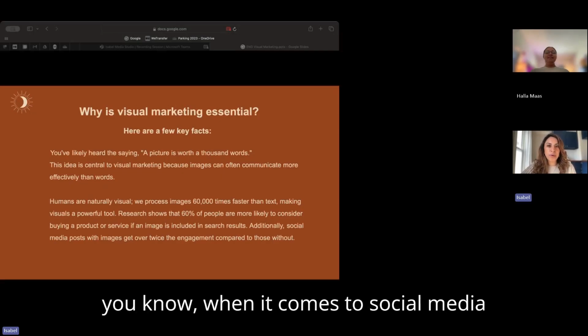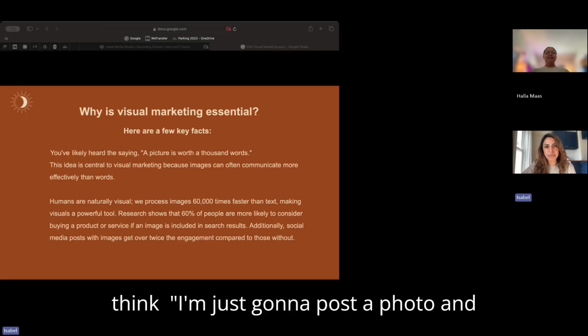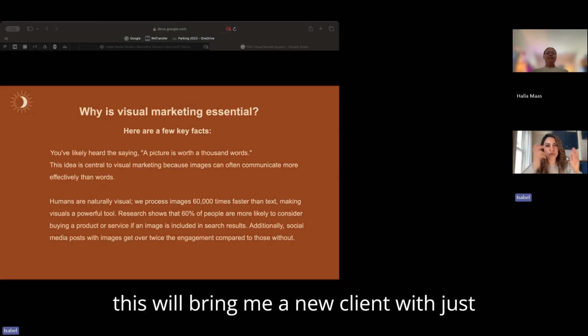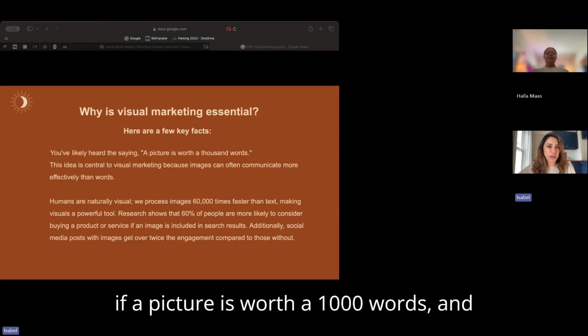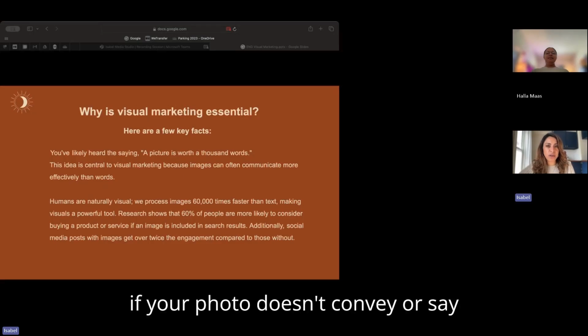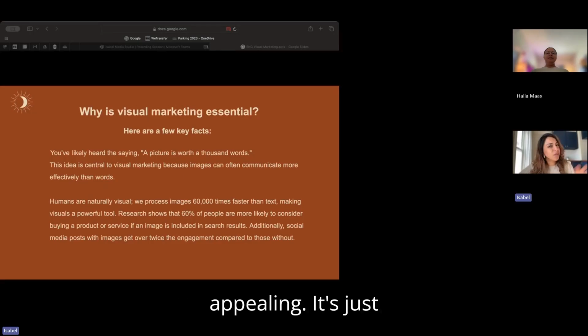Sometimes, when it comes to social media, for example in advertisement, people think, oh, I'm just going to post a photo and this will bring me new clients. And just a photo is a photo. But in reality, if a picture is worth 1,000 words, and your photo doesn't convey anything about your business or is not appealing, it's just an image without purpose.